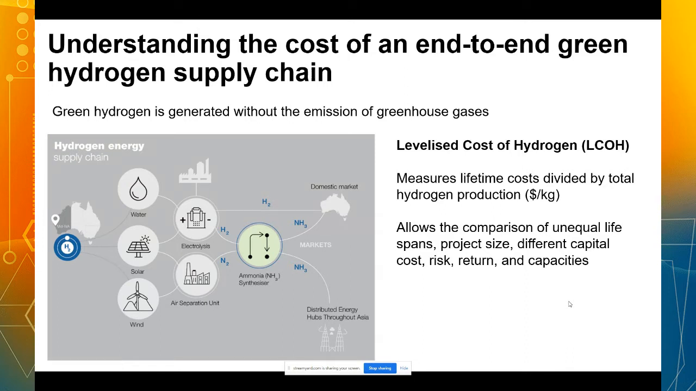One of the key things when evaluating the feasibility of hydrogen supply chains is being able to compare across different projects, different sizes, different lifetimes, and capacities. The one way we do that is using levelized costs. We measure the costs over the entire lifetime of the project and divide by the amount of hydrogen we produced, and that gives you a cost per kilo. We call that levelized cost of hydrogen, LCOH.